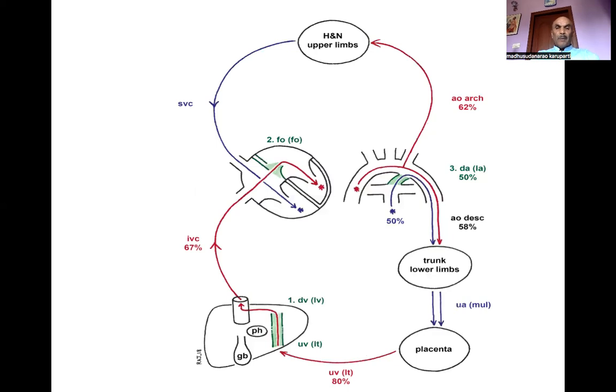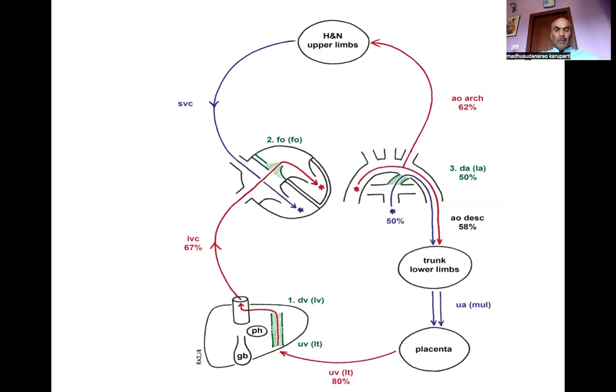This is the diagrammatic representation of the fetal circulation. So you have the placenta here. From there, the better oxygenated blood is taken by the umbilical vein. It is connected with the inferior vena cava, where it is mixed with the impure blood, because the inferior vena cava drains the blood from the lower extremities and the trunk and carries deoxygenated blood.